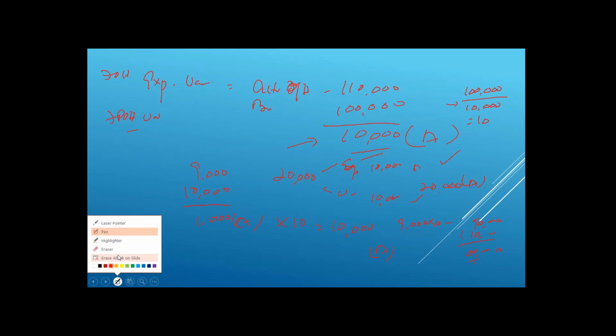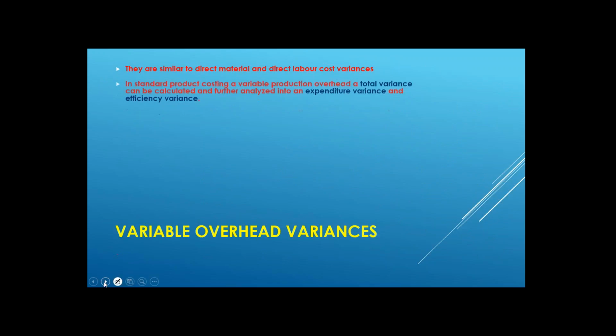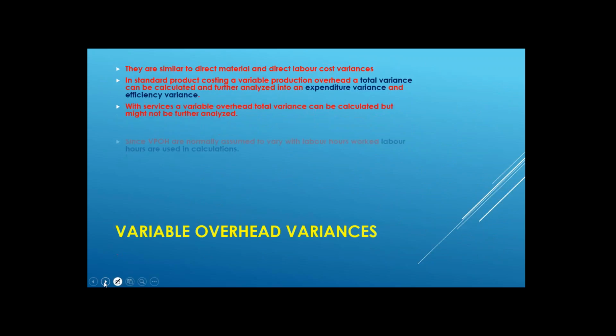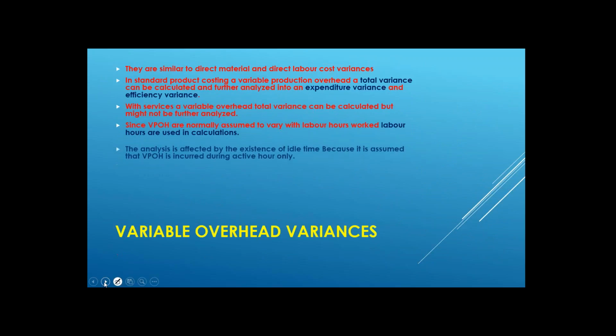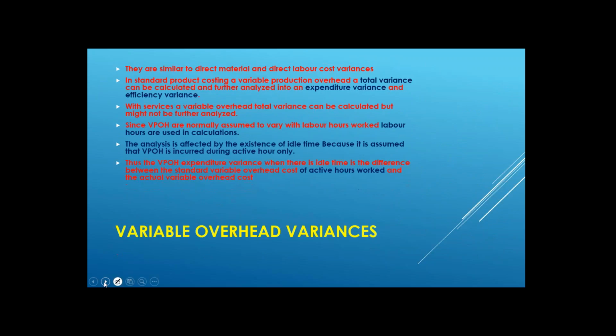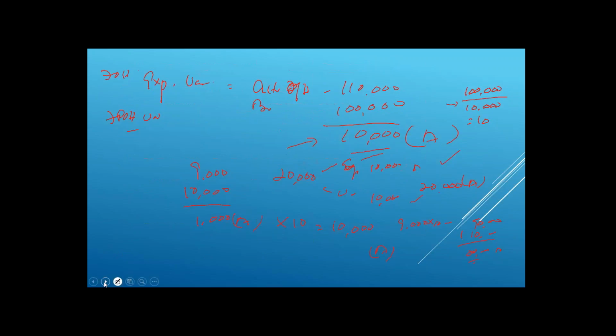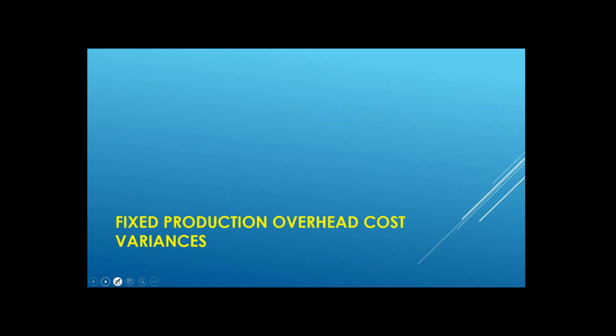So let's go back to our slides, what we learned earlier. I'm talking about the variable overhead variances. They don't have so much of a problem. We know it is all about the labor hours or whatever. We can do that one. But I want to look at the fixed overhead variances, the fixed production overhead cost variance.